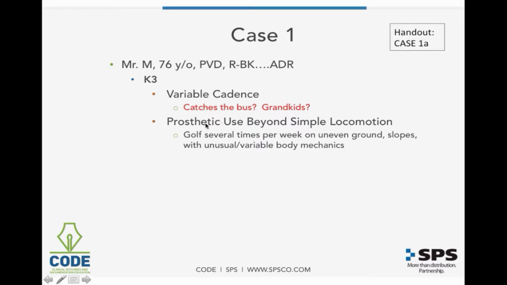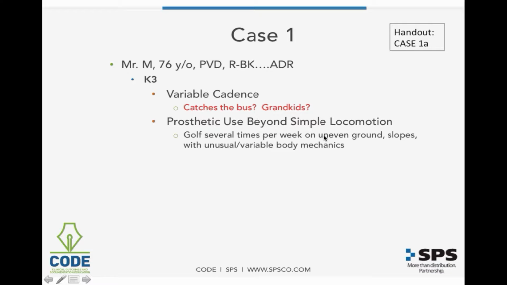So I put things in red that were missing from the practitioner's notes in this case. So they said variable cadence, but they didn't say what for. And basically in this case, we're just going to ask, well, okay, the person's varying their cadence. Why? They're chasing after kids. They're catching the bus. What are they doing that would cause them to need variable cadence?